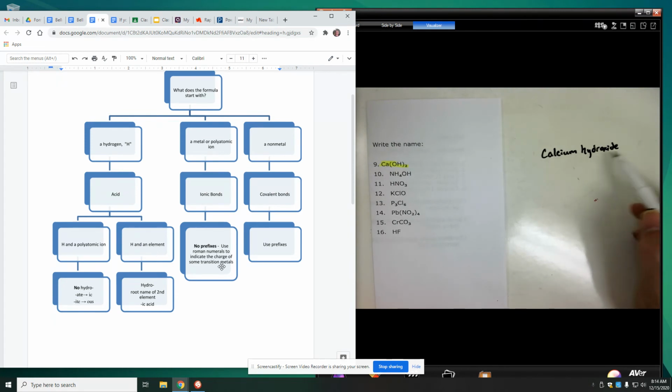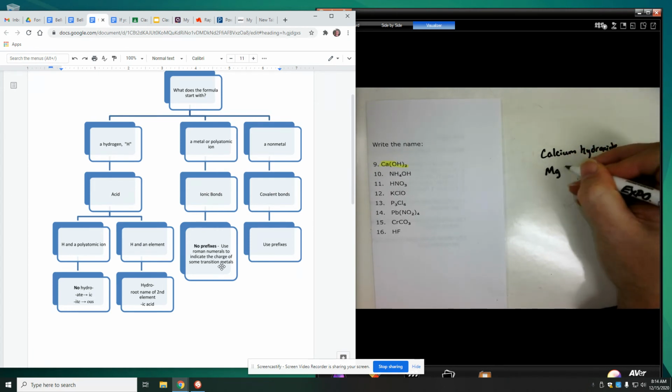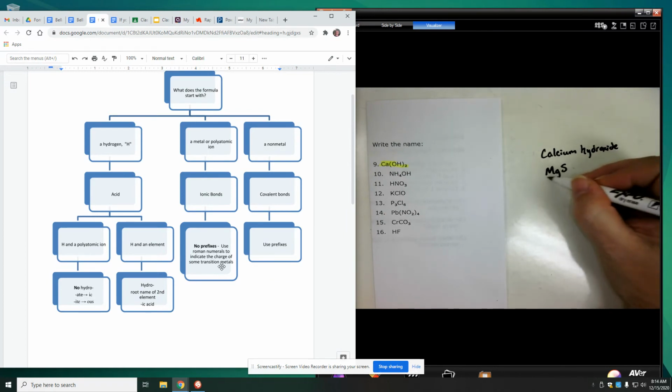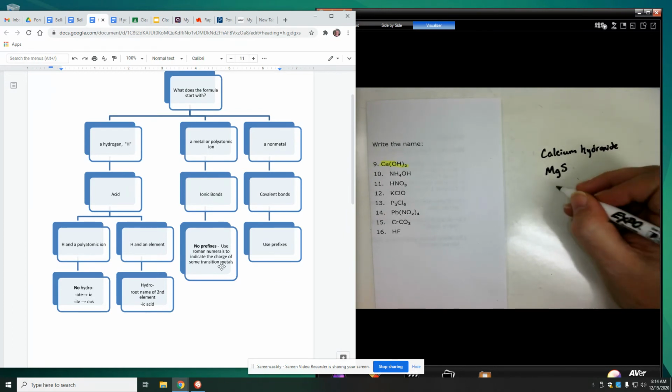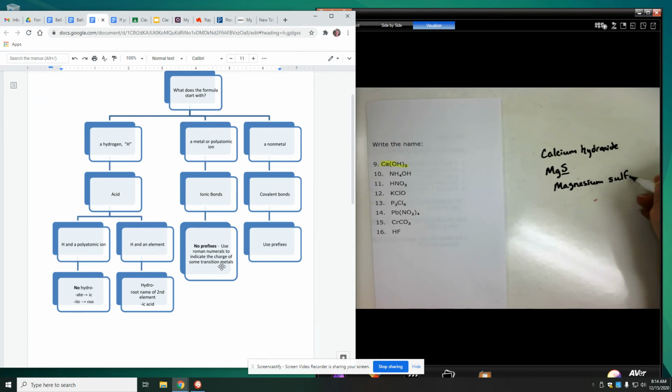Now, this is easy when it has a metal and then a polyatomic ion, you don't have to worry about changing the ending. But if it were something like, if I had MgS, well, this starts with a metal, so we know it's ionic. So we're going to name the first guy magnesium. And then the second one is sulfur, so we're going to write sulfide. If it ends in an element, it's going to end in IDE.